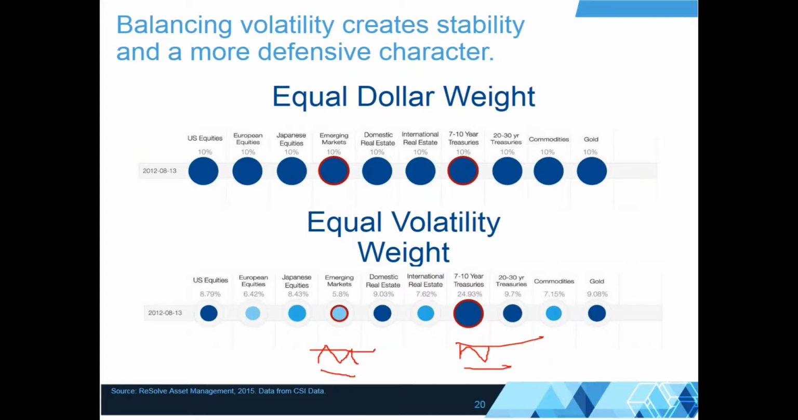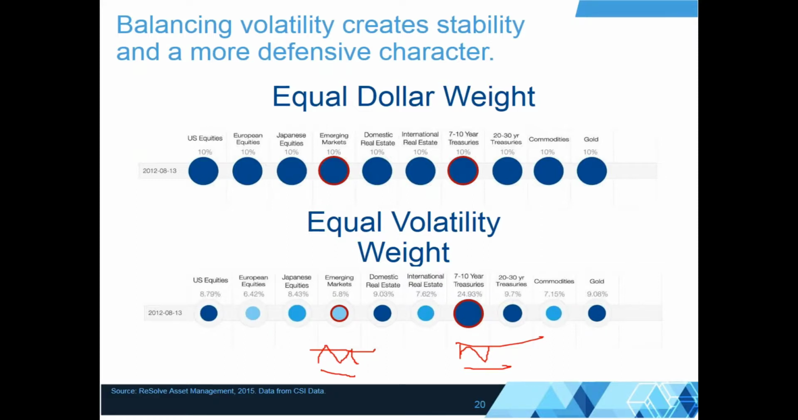We want the ranges to be fairly similar. And to do that, you need to have a much larger weighting to 7 to 10-year treasuries and a much lower weighting to emerging markets. And this is just a point in time, right? So August 13th, 2012, had we measured the recent standard deviation of all of these asset classes and made it so that each of them contributed the same amount to the portfolio, this would be their weighting.